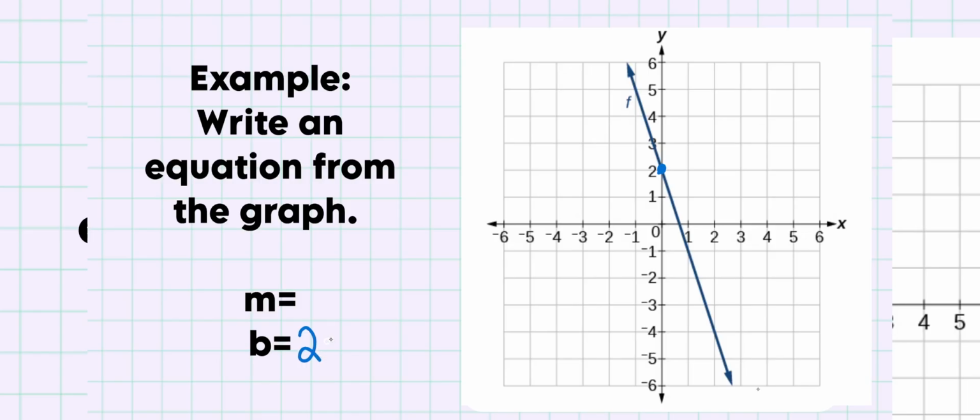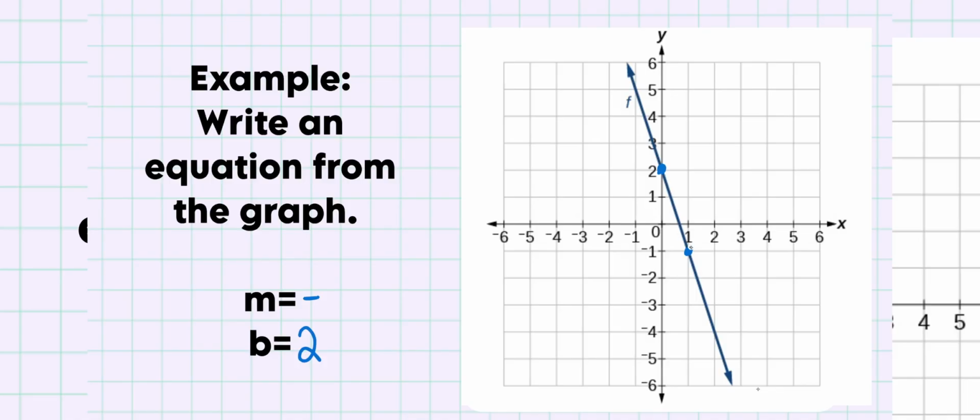So I'm going to put 2 there. Then I need to find my next point that intersects the graph. My slope is negative. It's going down. So I'm going to go ahead and put a negative here so I remember that it's negative. And then we look at our scale on our graph and it looks like it's all going up by 1.